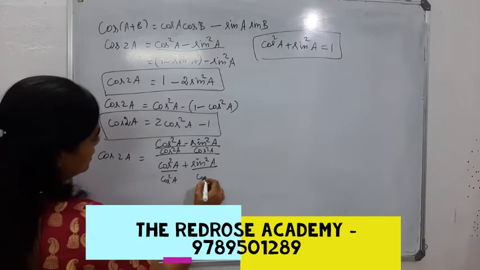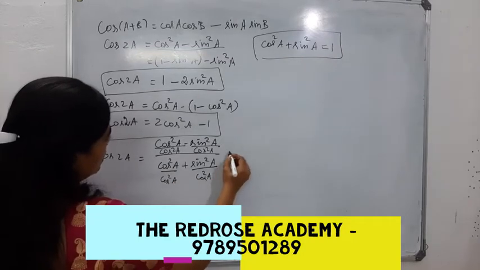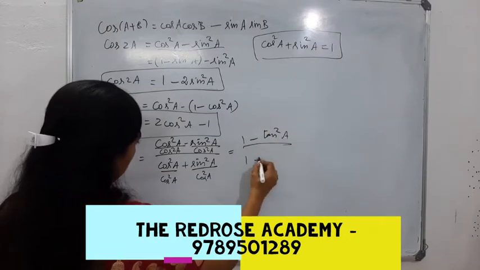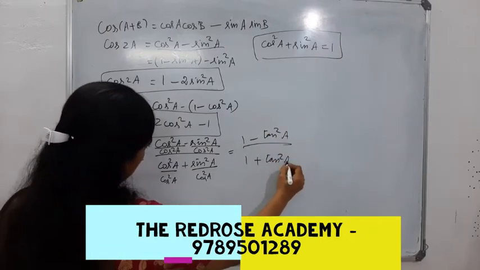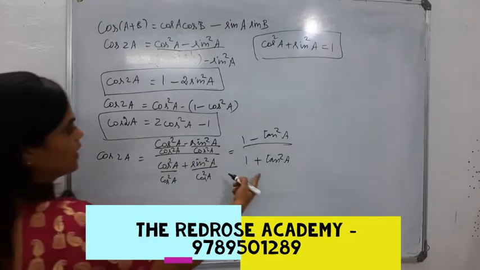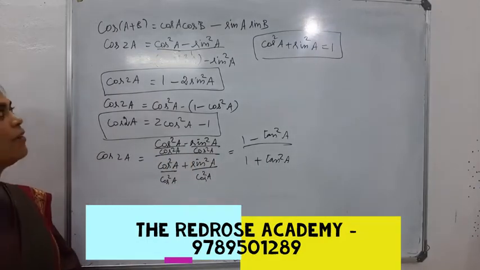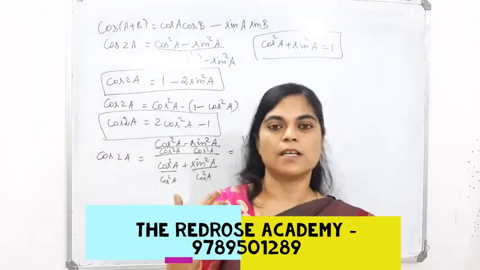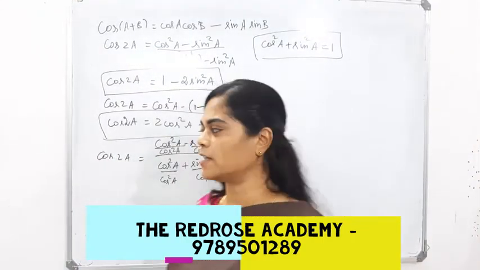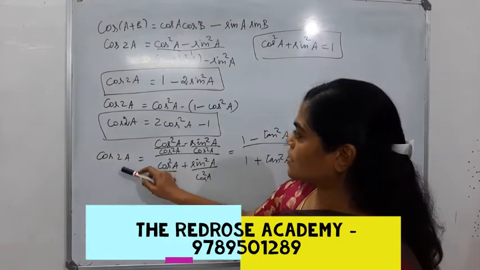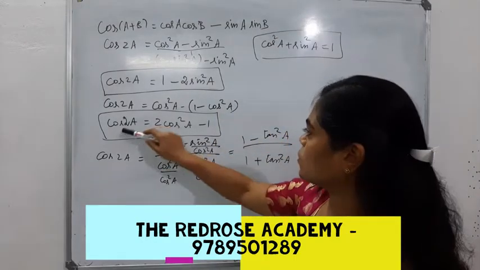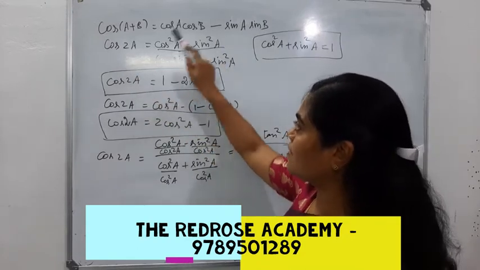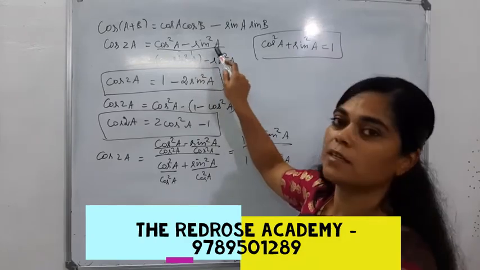So what is the resultant? 1 minus tan square A by 1 plus tan square A. So this is cos 2A in terms of tan A. The same way you can derive tan 2A, cot 2A and then all the inverses, sec, cosecant, everything. So this is cos 2A in terms of tan A, cos 2A in terms of cos square A, cos 2A in terms of sin square A. Cos 2A's general formula is cos square A minus sin square A.